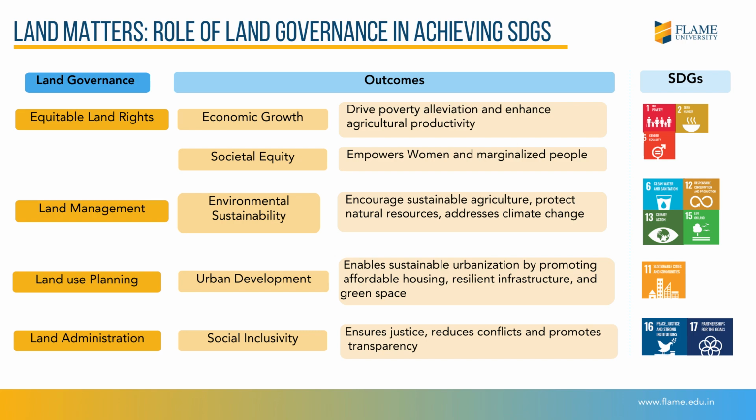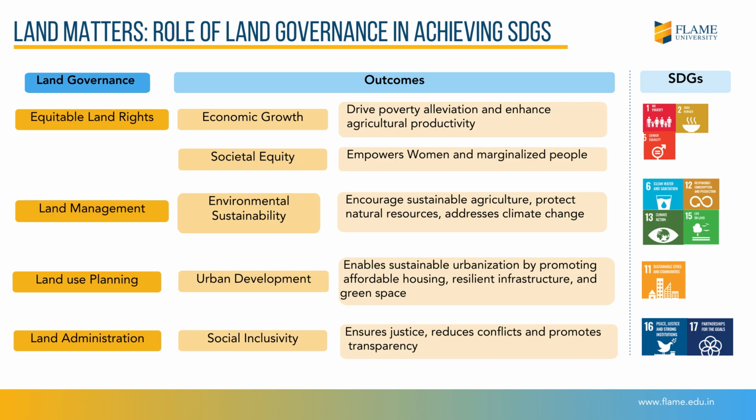Fair access to land provides opportunities for economic development as well as helps in enhancing agricultural productivity, which in turn directly helps alleviate poverty and ensures food security as well. This supports SDG 1, that is no poverty, and SDG 2, that is zero hunger. Socially, it empowers women and marginalized groups by giving them secure land tenure, contributing to SDG 5, that is gender equality.